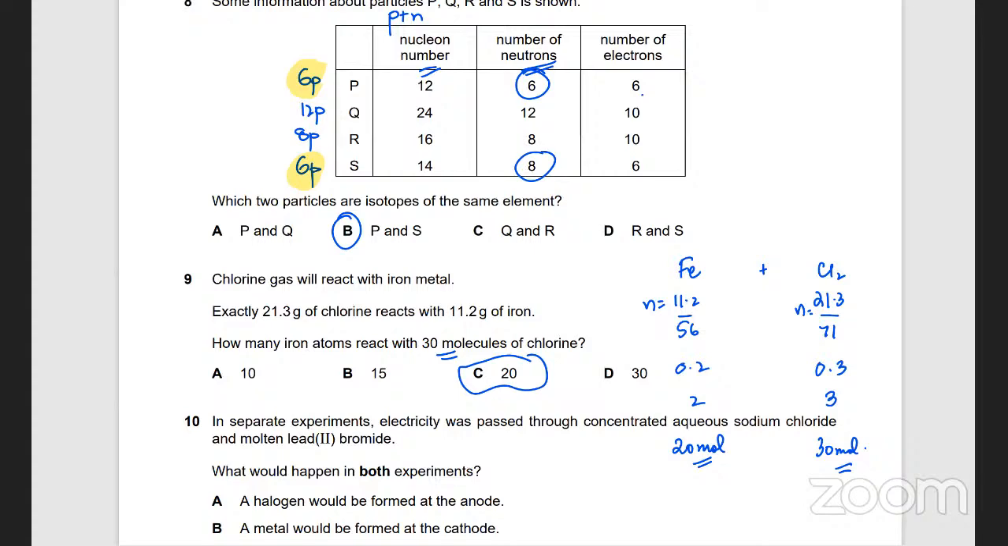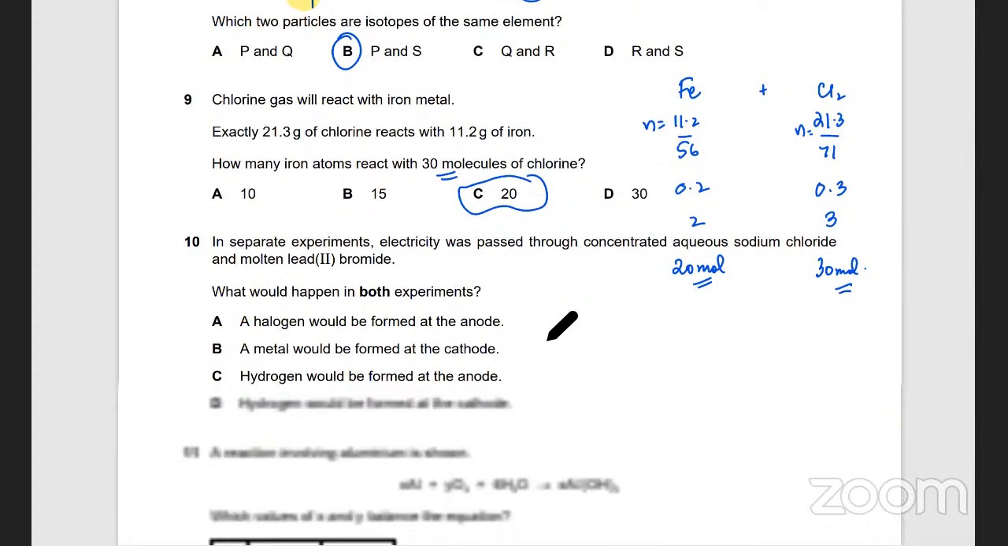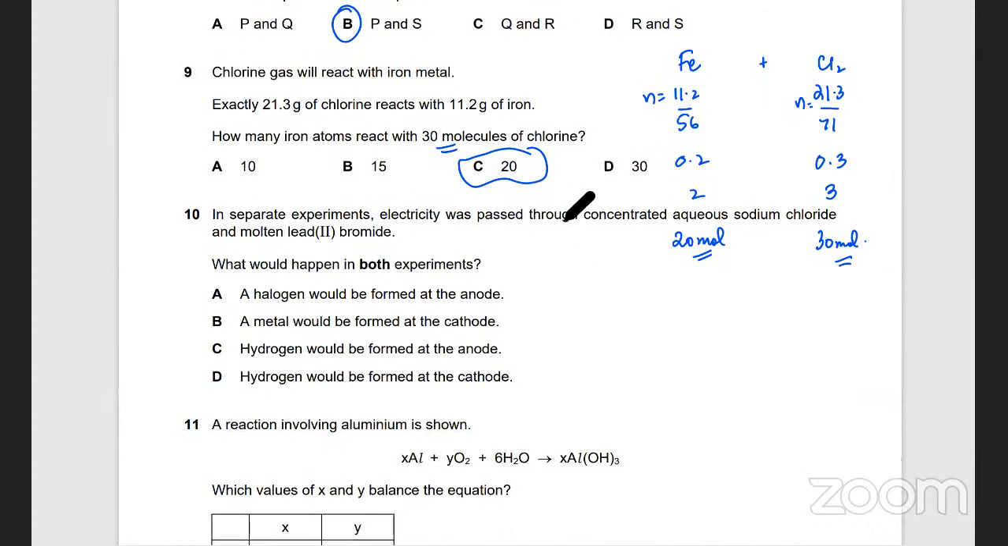Next one is about electrolysis. Electricity was passed through concentrated aqueous NaCl and lead bromide. What would happen? The first one is aqueous, so I'm just going to draw the cathode and anode.